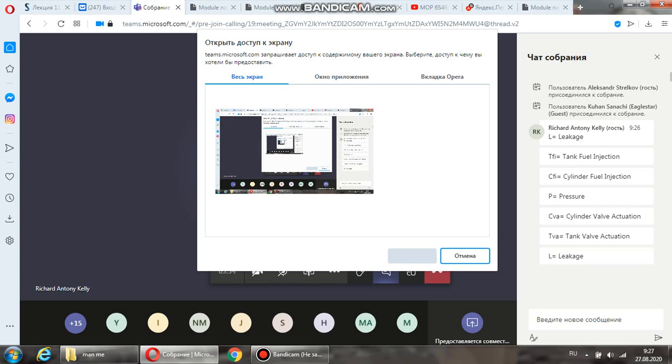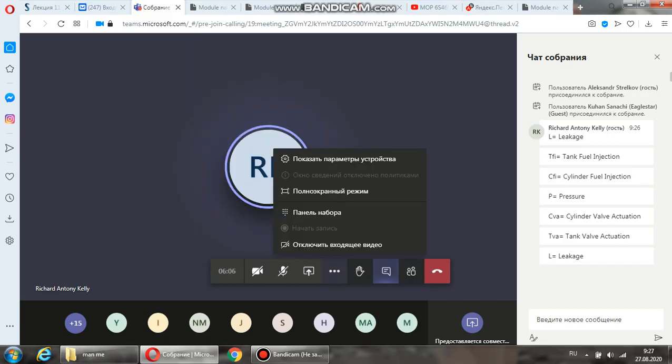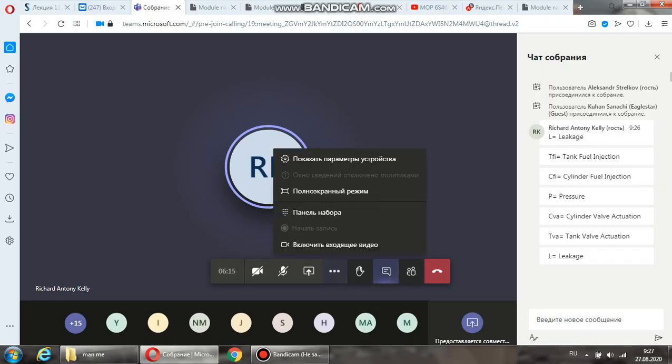So if you look in the chat, I have written the terms against the abbreviations or the acronyms, so you can have that for your reference. Okay, gents. So leakage, tank fuel injection, cylinder fuel injection, pressure, cylinder valve actuation, tank valve actuation, and leakage.